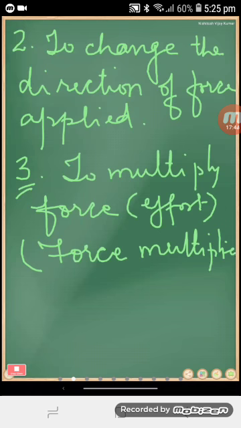Examples I told you: the jack to lift the car, the crowbar to lift a heavy weight, the wheelbarrow to carry a load, then the pulley to lift a heavy load. These are all examples where the machine is being used as a force multiplier.